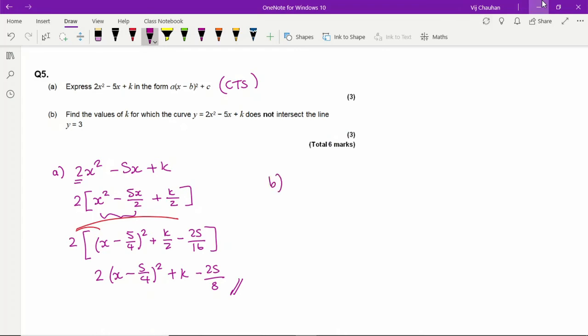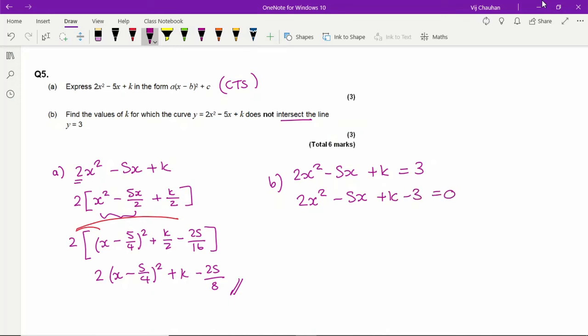And for b, there are several ways in which we could do this. We can do a method that involves comparing the minimum point or the vertex of the parabola and showing that it can't equal 3. But I would say whenever it comes to intersect, we always want to think of simultaneous equations. So first things first, let's make the two equations equal to each other. It's equal to 3. Now we don't want the two lines to intersect, so as it's looking like a quadratic, let's put everything onto one side. So I've got 2x squared minus 5x plus k minus 3 equals 0.